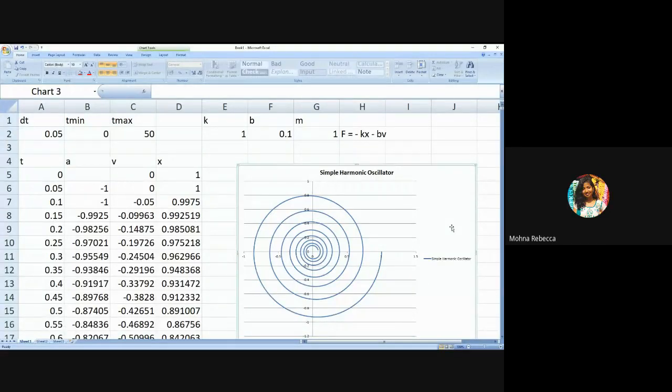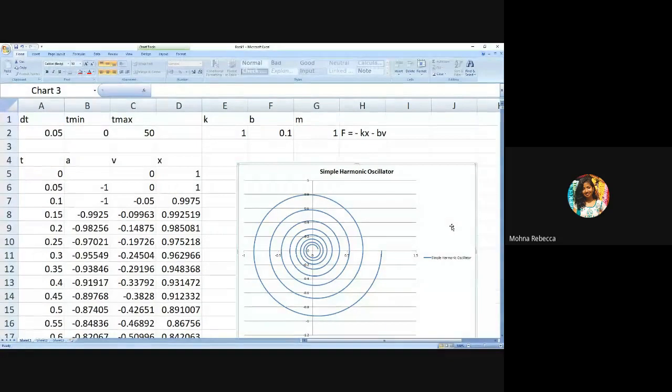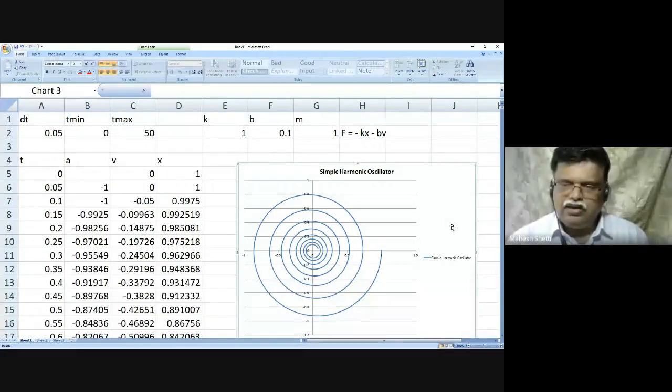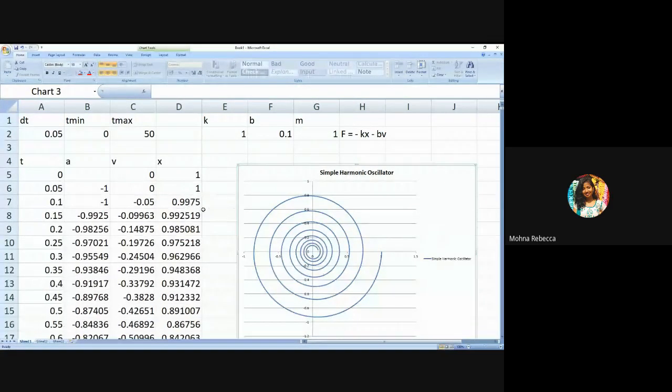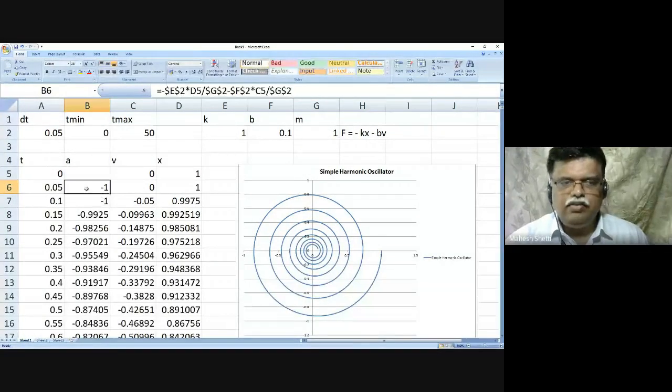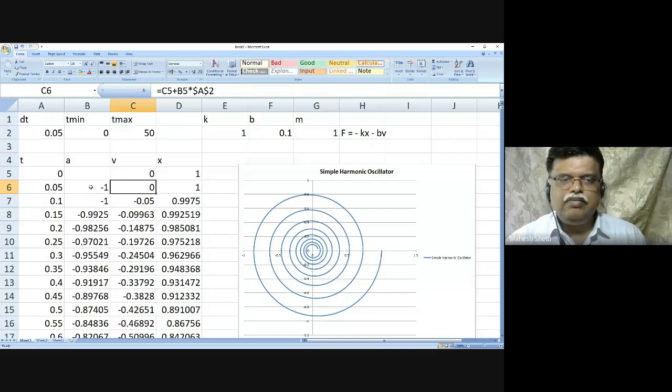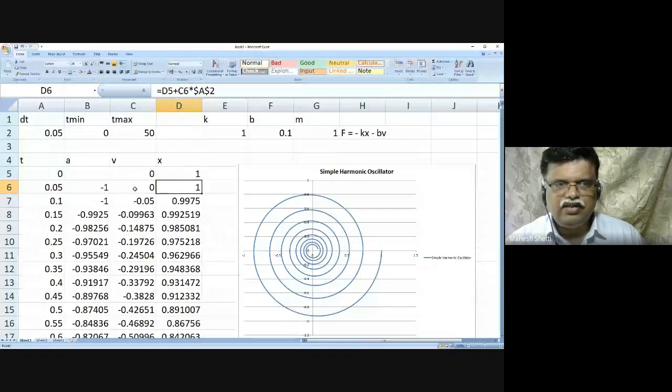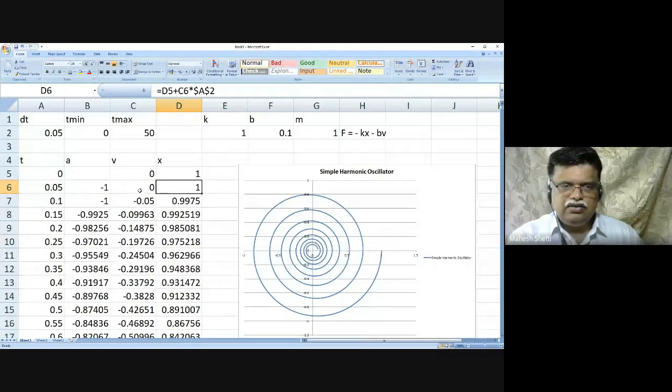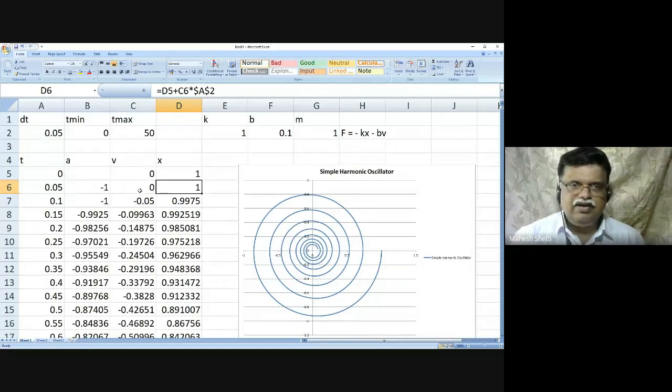Can you show the formula for the simple harmonic oscillator that you use for calculating acceleration? Should I show you from the presentation or from here? From here. Okay. So here, acceleration I'm calculating based on the earlier iteration velocity and displacement. Velocity I'm calculating based on the present acceleration into delta t added to the earlier velocity. Displacement is the earlier displacement plus the present velocity into delta t, for this particular interval, the present interval.